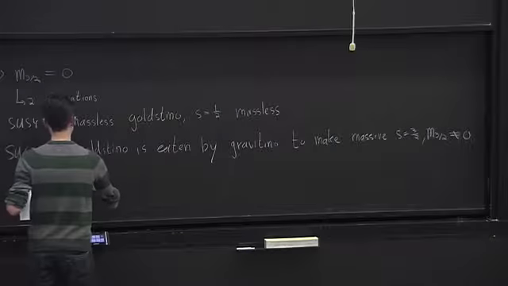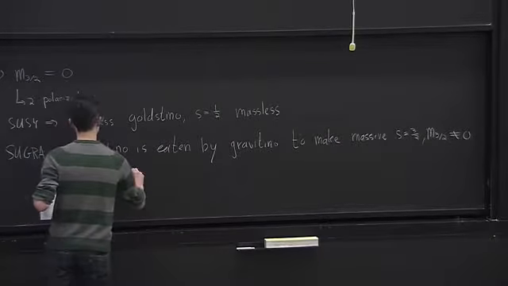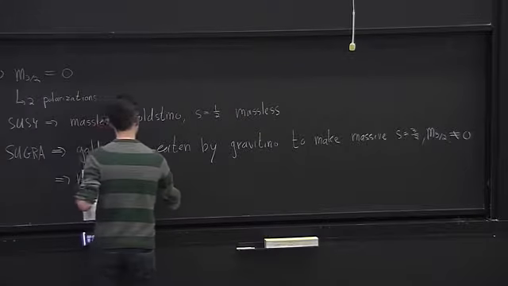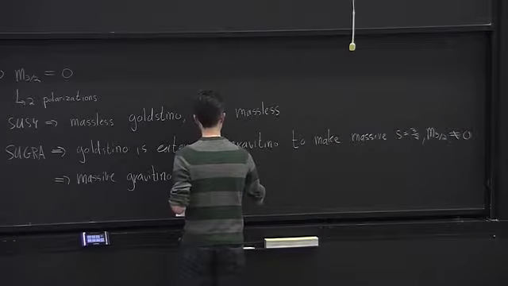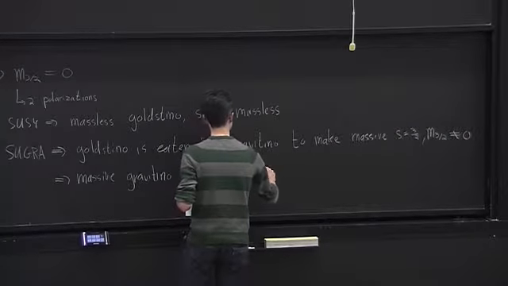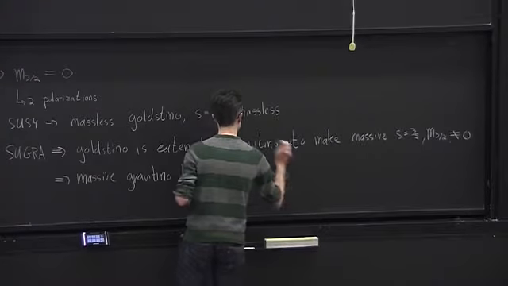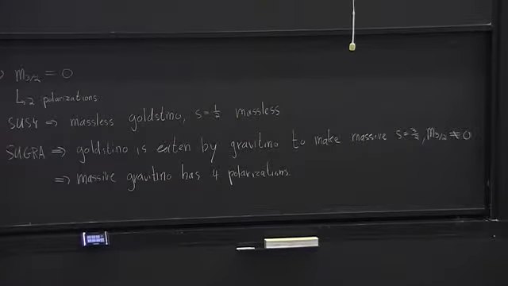And my massive gravitino in this case has 4 polarizations, which is what you would expect for a massive spin 3/2 particle. Okay, so everything works out, and this whole story is completely analogous to the spontaneous breakdown of a gauge symmetry. The only difference is that my scalar Goldstone boson is now a fermion Goldstino, and that fermion Goldstino is eaten by the fermionic gravitino to make a massive gravitino with mass m_3/2.